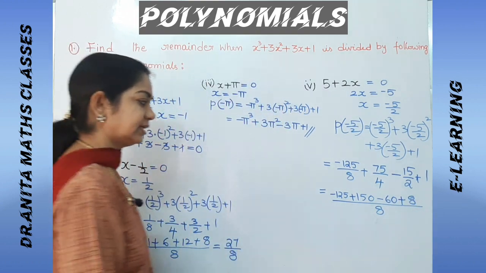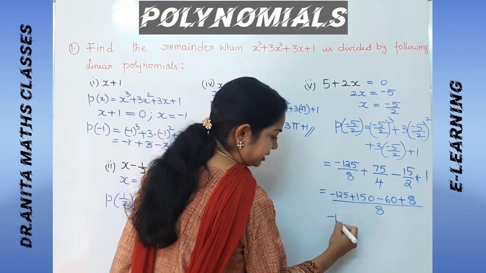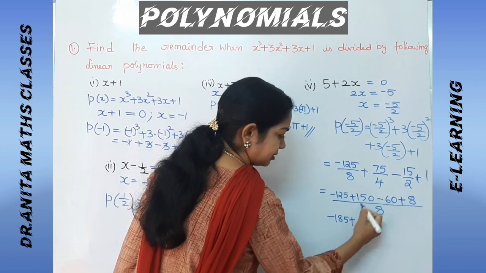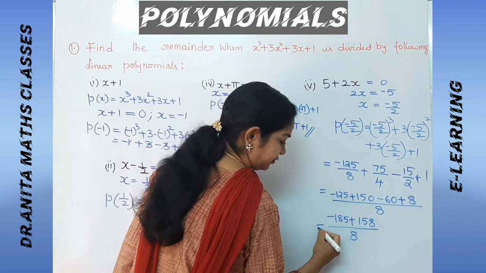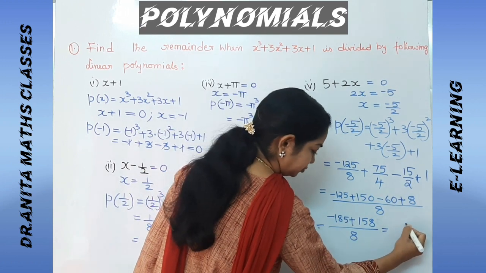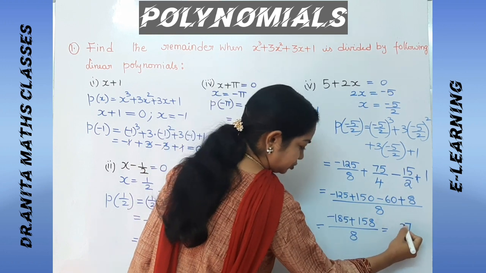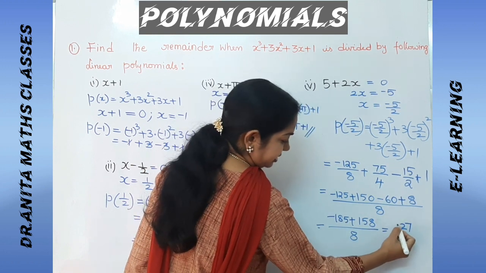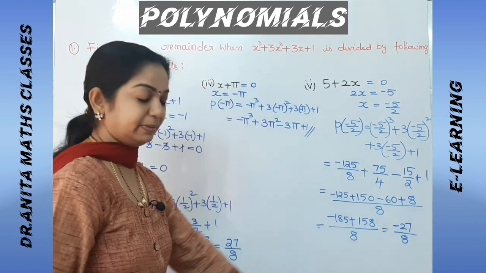So similar signs we can add. Minus 125 minus 60 is minus 185. Now this comes to 158 upon 8. So if you subtract, it comes to 27. So minus sign, minus 27 by 8 is the remainder.